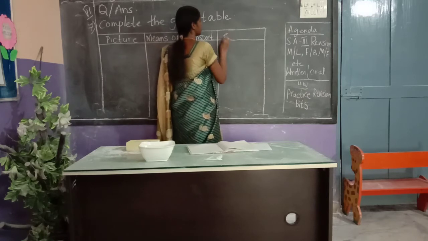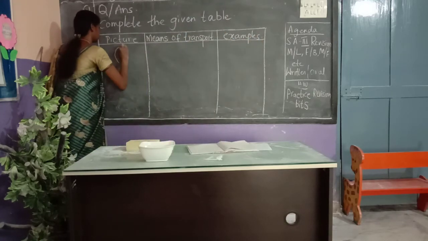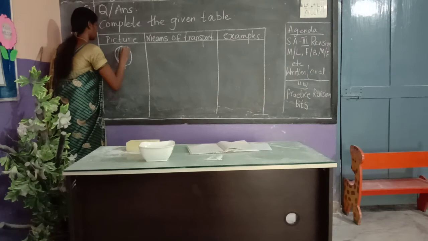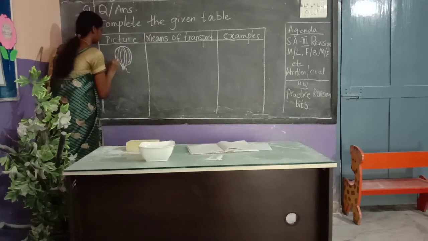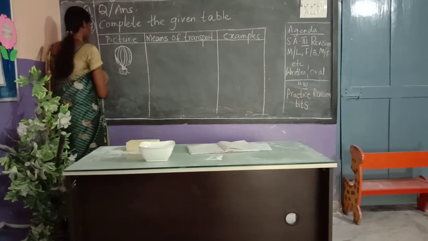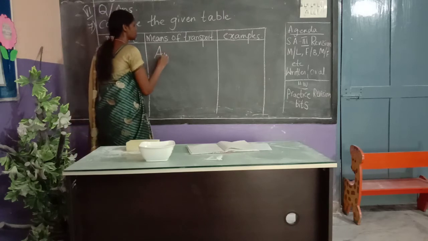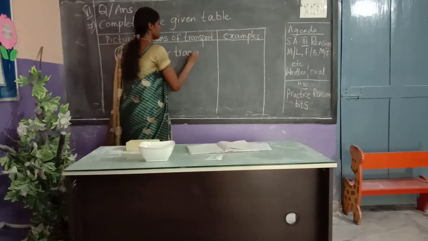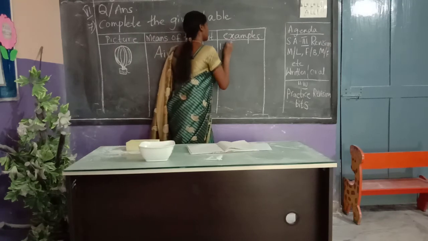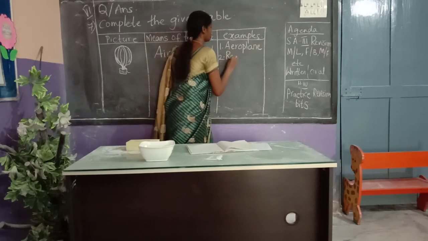Two examples we will give. Now the first one I'm going to give you is this one. First picture will be given, children, in your book. Now what is this called? Hot air balloon. This belongs to which means of transport? It is air transport. You have to write air transport. And can you give me two examples? First one, aeroplane. And second one, rocket. Very good.